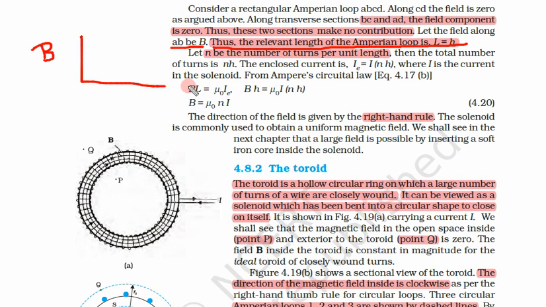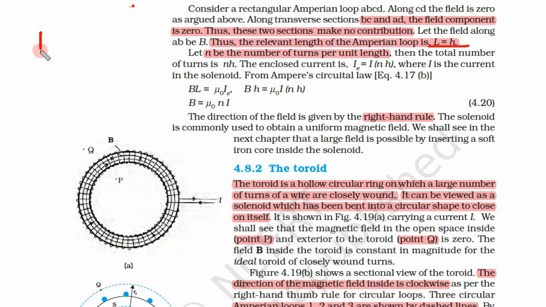Previously we had the total big loop, this was H, but this was cancelled out. This was also cancelled out, so the only length remaining of this Amperian loop is H, this much. So let us take the length to be H, and now we define a term.